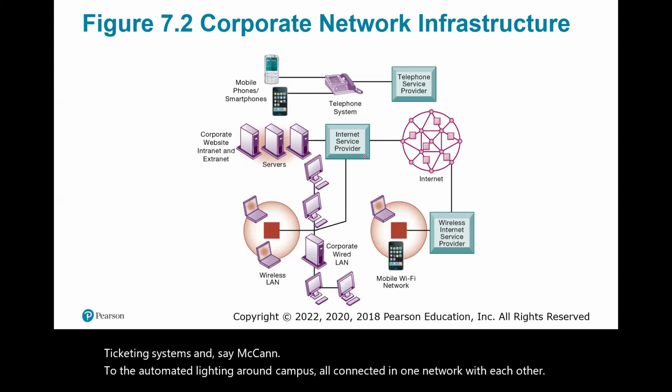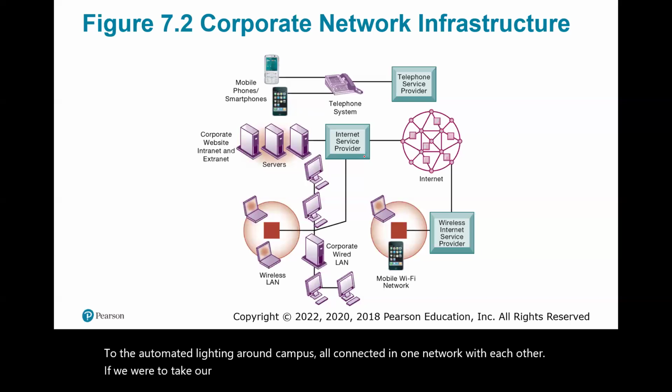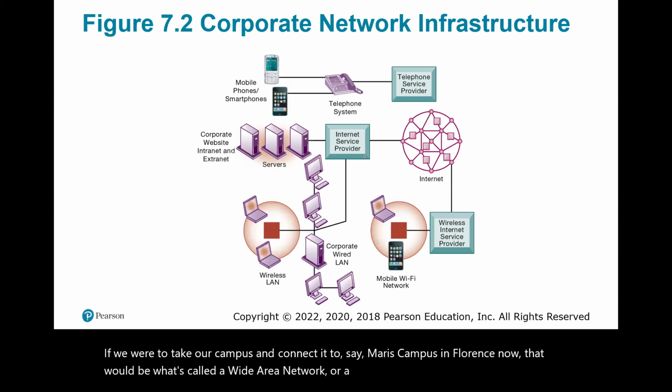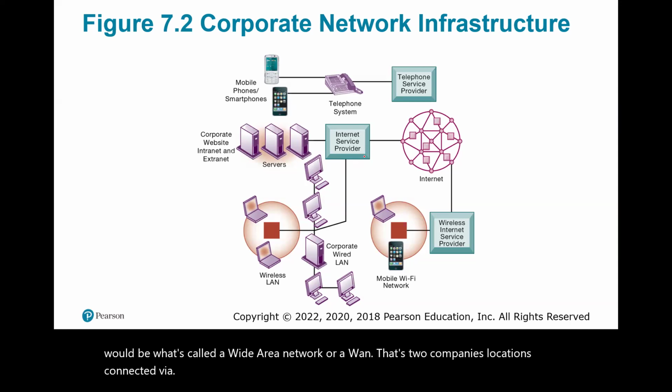If we were to take our campus and connect it to, say, Marist campus in Florence, now that would be what's called a wide area network, or a WAN. That's two companies' locations connected via the internet to each other.